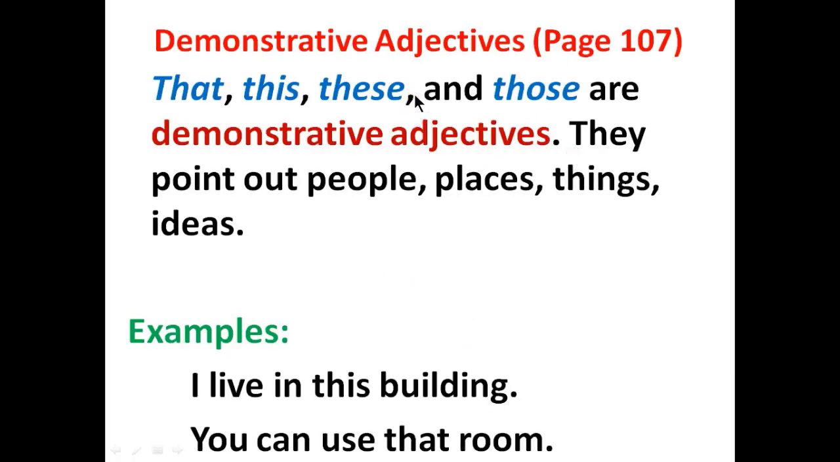Now we are going to do an exercise about demonstrative adjectives and demonstrative pronouns on page number 107. The words like that, this, these and those are demonstrative adjectives. They point out people, places, things, ideas. For example, I live in this building. You can use that room. Now the words that, this, these and those are demonstrative adjectives because they point out some nouns. These nouns can be people, places, things or ideas.